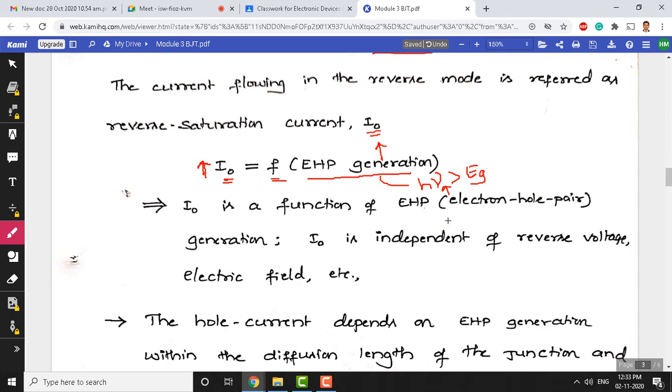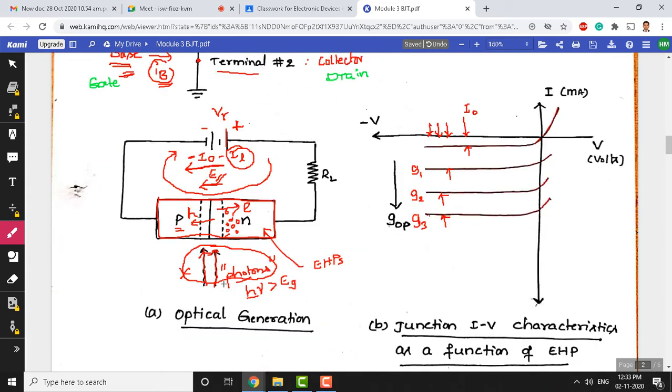So, I naught is a function of electron hole pair generation, and it does not depend on reverse voltage, and it also does not depend on the electric field. The amount of current that flows from N to P all depends on the photonic energy, and it does not depend on the voltage V r here. So, it is independent of this voltage, and it is also independent of this electric field. It mainly depends on how many electron hole pairs are created here.